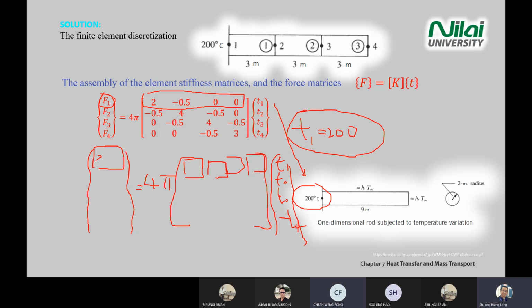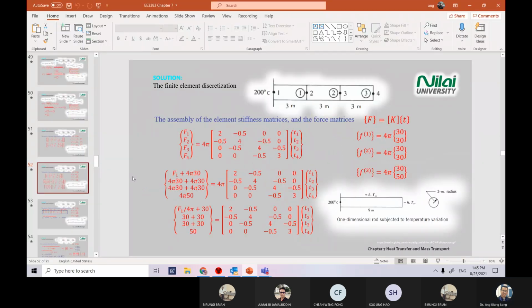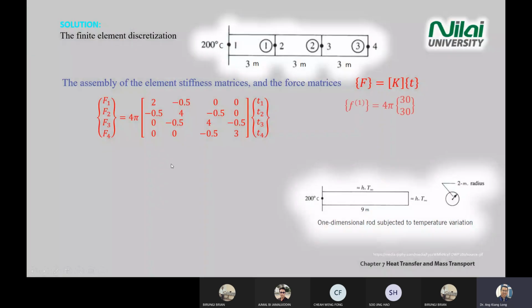200. So this one, 1. This one 0. This one 0. This one 0. Okay. So of course this is not 1, apologize. It's not 1 because there's a 4 pi there. Okay, there's a 4 pi there.